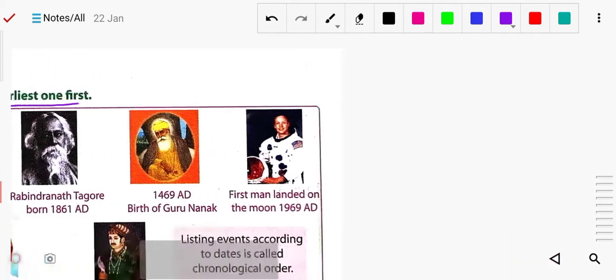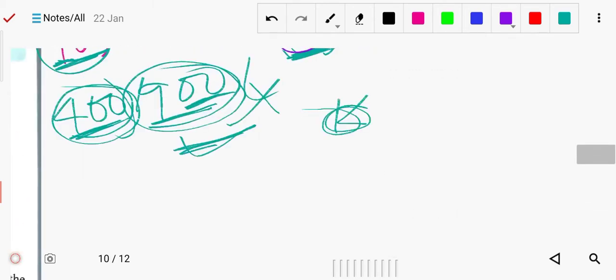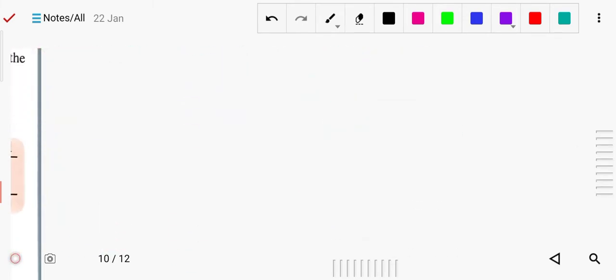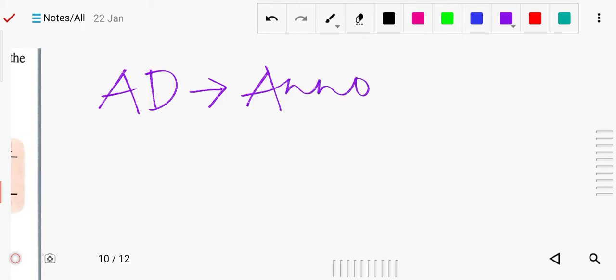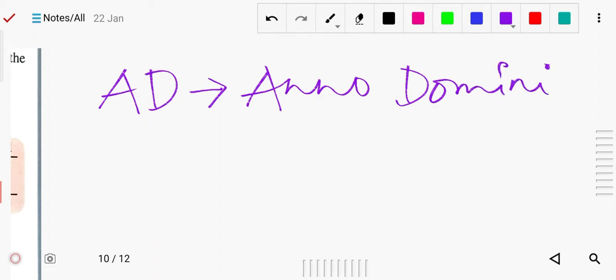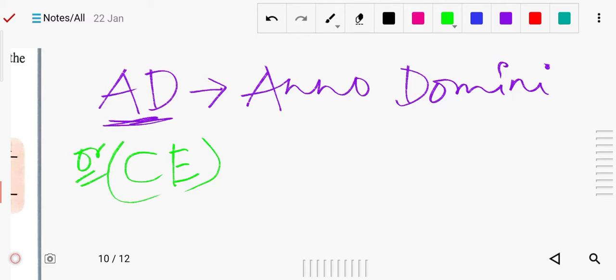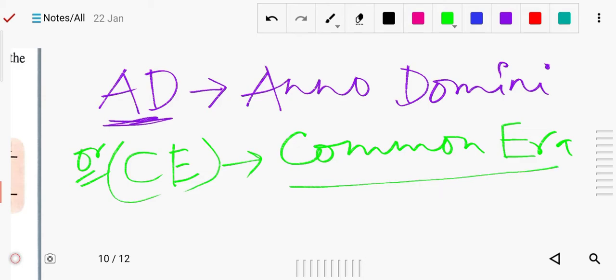First of all, you should know what AD and BC are. AD stands for Anno Domini. This AD is also sometimes called CE, that is, common era. AD is also called the common era.